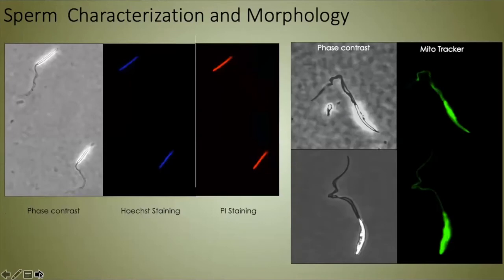Other morphological assessments are, for example, the use of Hoechst staining and propidium iodide that will give you an idea of the size of the nucleus compared to that of the head. And the use of stains such as MitoTracker, which will bind to the respiring mitochondria and indicate where the mitochondria are located in the sperm cell of your species, and the amount of respiring mitochondria or the activity.